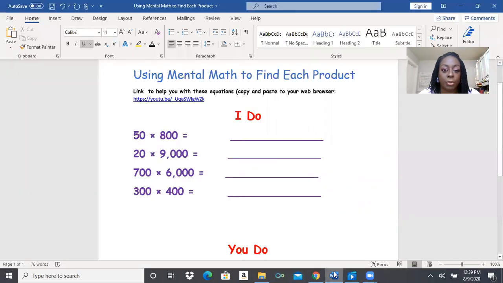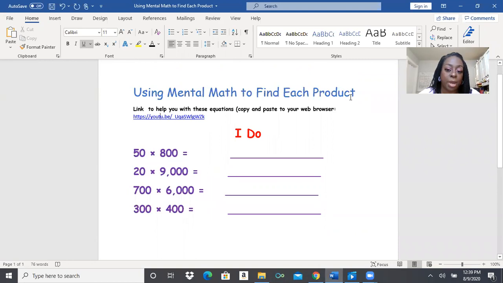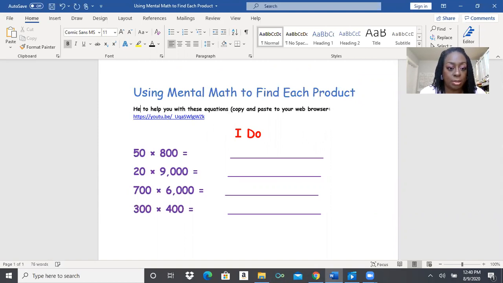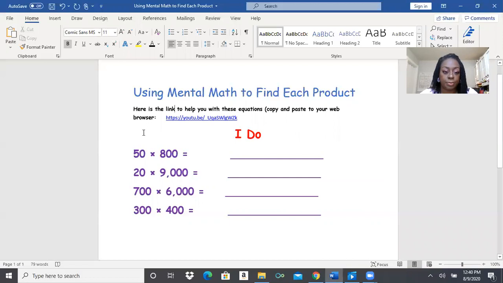I'm going to share your assignment with you. What we're going to do here is, let me see, I got to share the screen. I want you to look at this assignment that I'm going to post. We're using mental math to find each product. It says this link here is to help you with these equations, copy and paste to your web browser. So let's go back and change that to "here is the link." Copy and paste to your web browser.